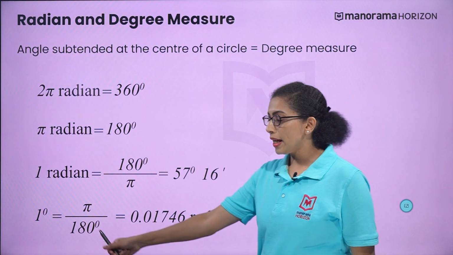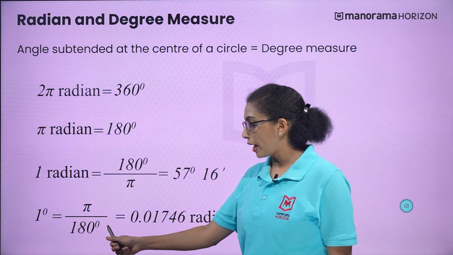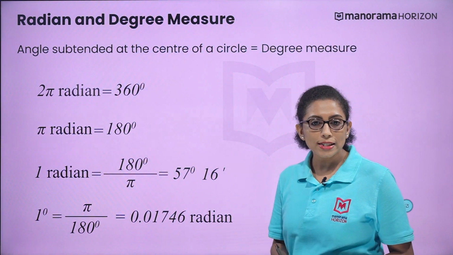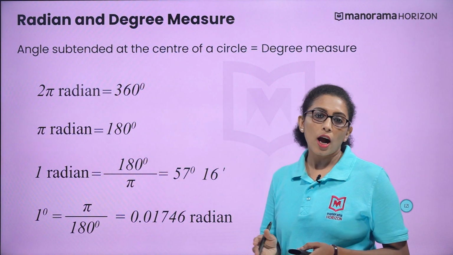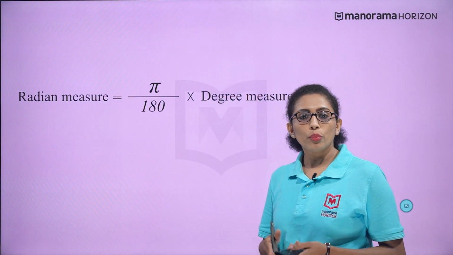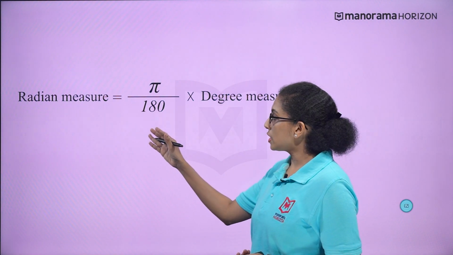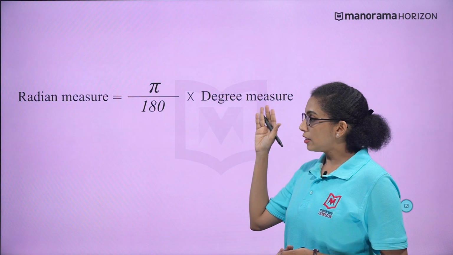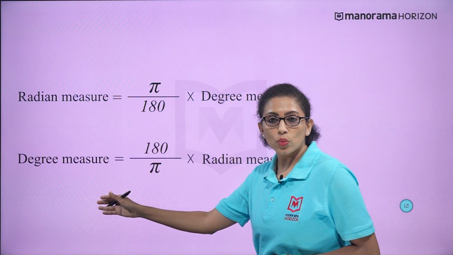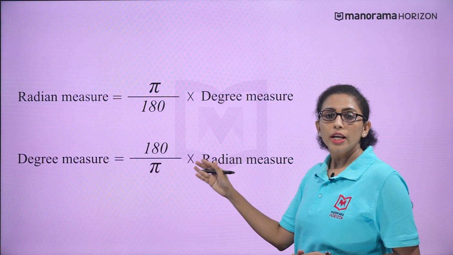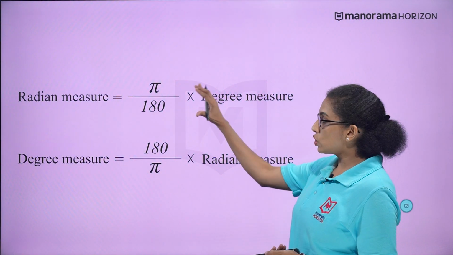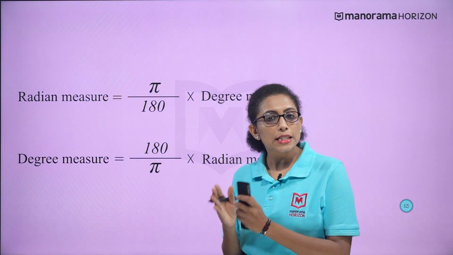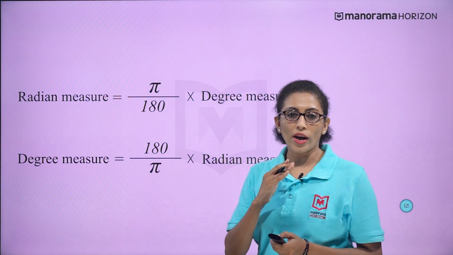Also, 1 degree is equal to pi by 180, which is equal to 0.01746 radian approximately. In general, we can write radian measure is equal to pi by 180 into degree measure, and the reverse, degree measure is equal to 180 by pi into radian measure. These two relations help us to express a radian measure in terms of degree measure and vice versa.